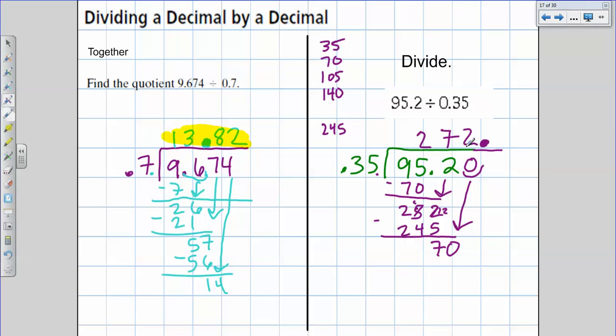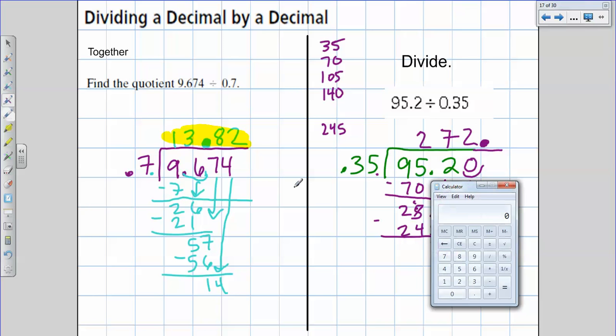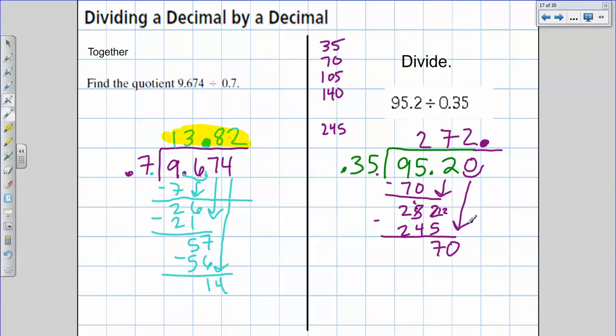272. Now, how can I check to be sure that my answer is correct? I can multiply my quotient and my divisor. So 272 times 35 hundredths gives me 95 and 2 tenths. Okay, now you're going to pause your video and you're going to do 2 problems by yourself. So go ahead and pause, and then I'll be back with the correct answers.